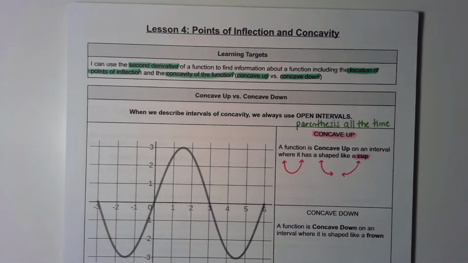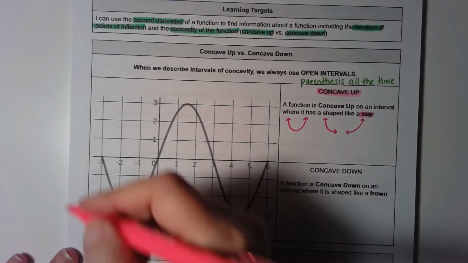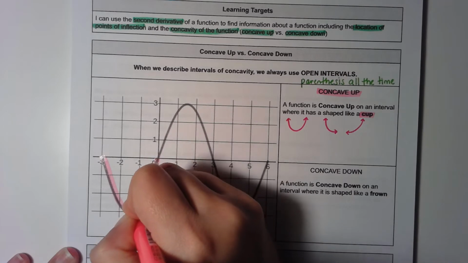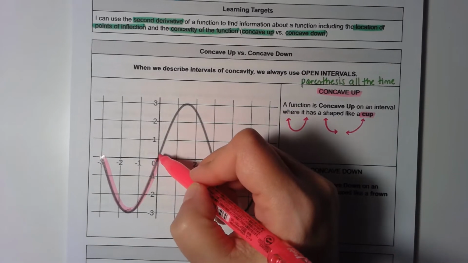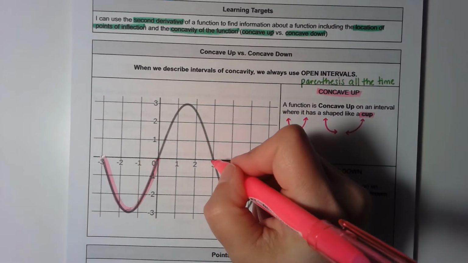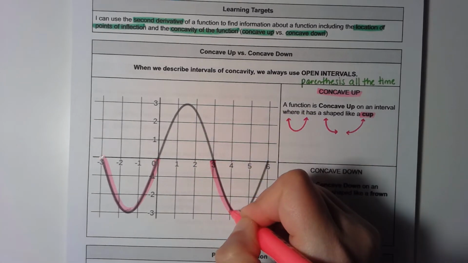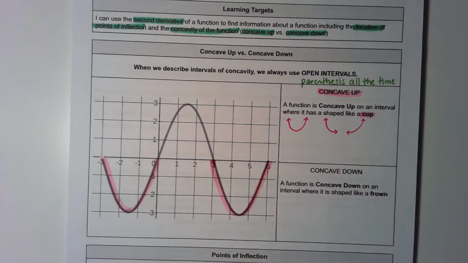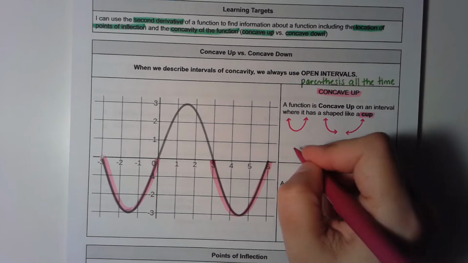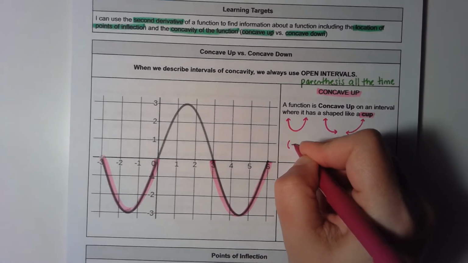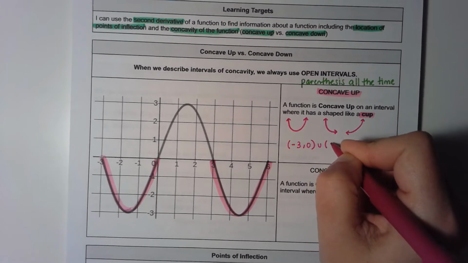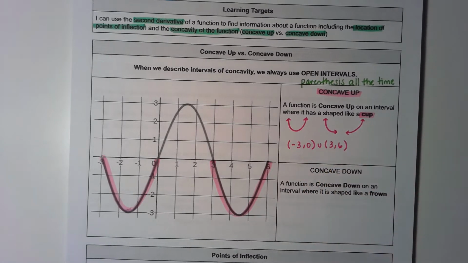So if I was to highlight the parts of this graph that are considered concave up, it would be this part right here, because that part is shaped like a cup. And then the concave up part would kind of stop right here because it kind of switches to being shaped like a frown, which we're going to call concave down. And then also this part of the graph over here is concave up because it's shaped like a cup. If I were to list those intervals, I would say that the intervals are (-3, 0) for the first one and (3, 6) for the second one.